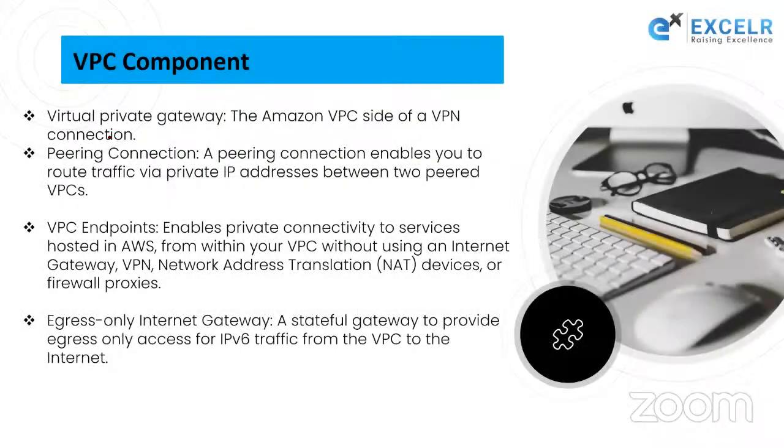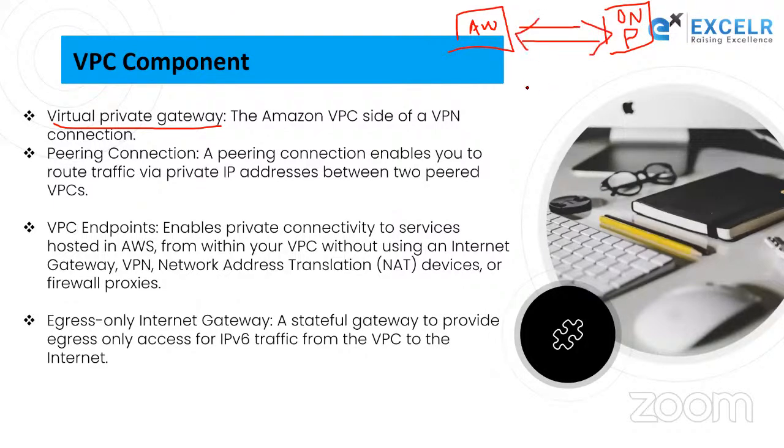Then we will see another thing which is called a virtual private gateway. Now, what is a virtual private gateway? Whenever you want to connect your AWS, let's say this is your AWS environment and this is your on-prem environment, then you need to create connectivity between them. There are multiple ways, and this is done by using VPN connectivity.